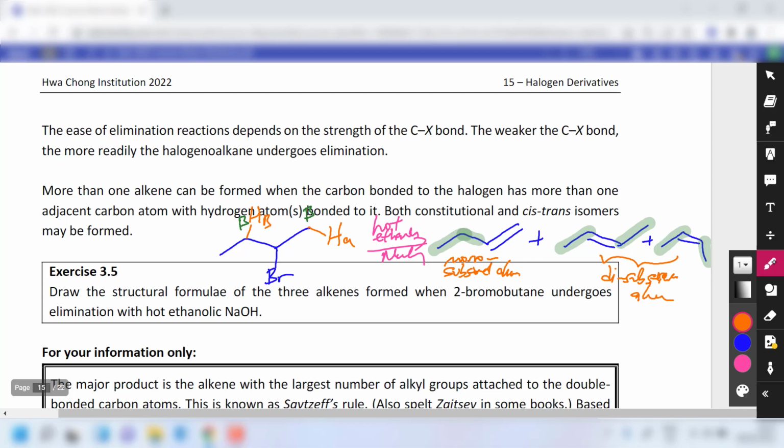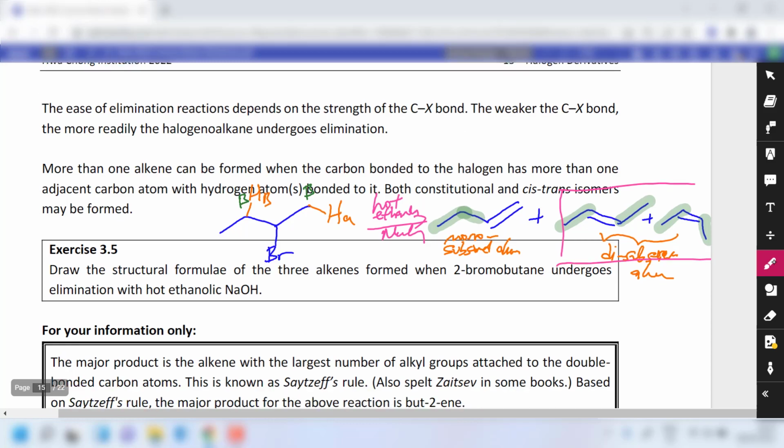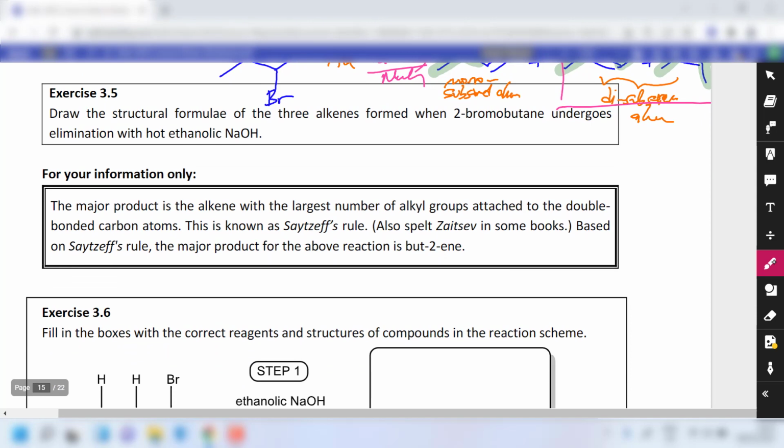alkenes. So in terms of stability, the greater the substituent pattern, the more stable is the alkene. So a di-substituted alkene is more stable than a mono-substituted alkene. So I expect these two to be formed in greater proportion. Then of course, for your information here, this is known as Zaitsev rule. I think I mentioned that the more alkyl groups, the more stable is the alkene isomer.